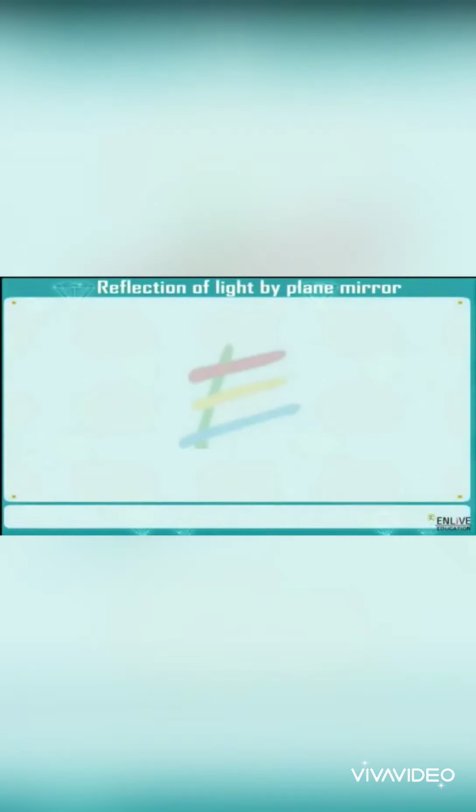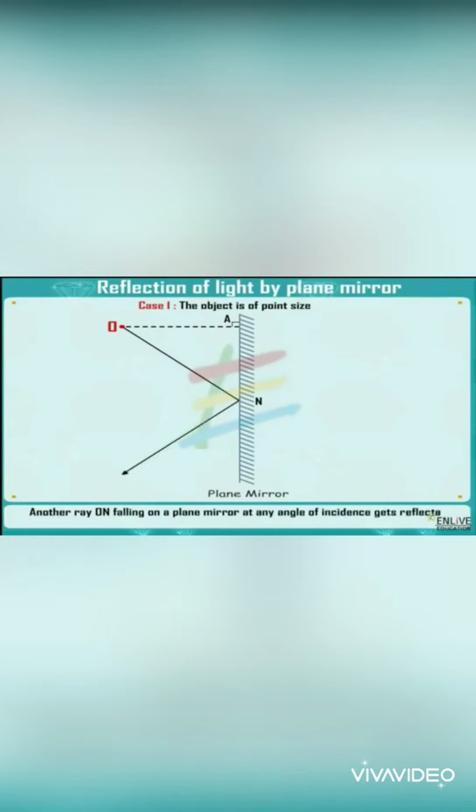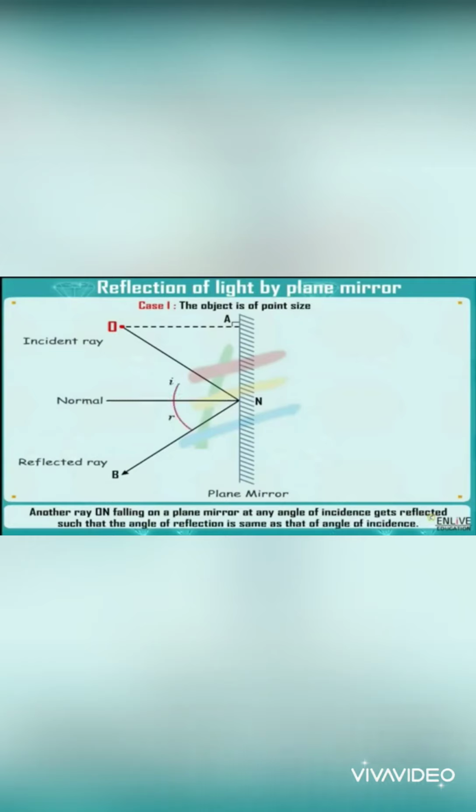Reflection of light by plane mirror. Case 1: the object is of point size. Let us consider a point object O placed in front of the plane mirror. A ray OA, which is falling on a plane mirror at 90 degrees, gets reflected back on the same path AO. Another ray ON, falling on a plane mirror at any angle of incidence, gets reflected such that the angle of reflection is the same as the angle of incidence.